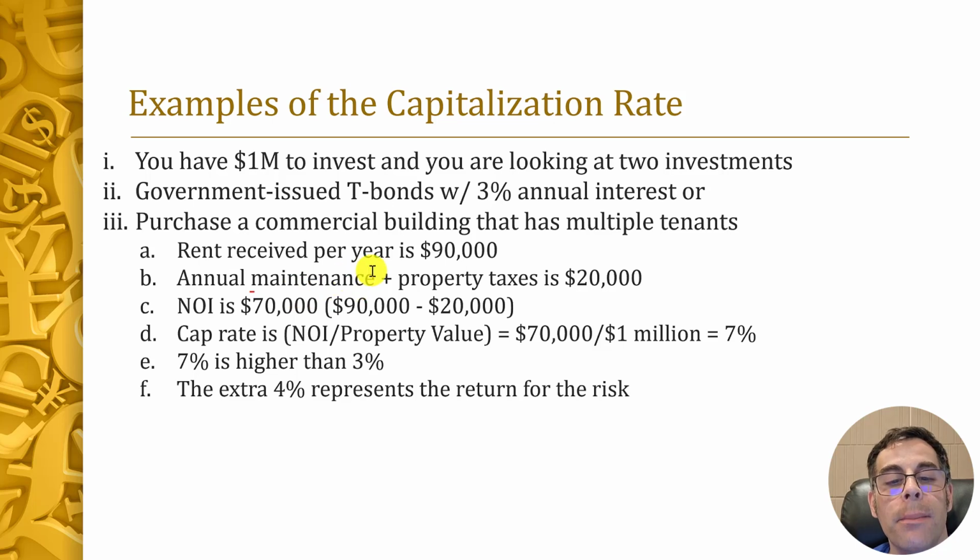And then you ask the owner how much money is taxes, insurance, and maintenance. And he says $20,000. Taxes are $8,000. Maintenance and insurance is about $12,000. So now you know your NOI, net operating income, is $70,000. $90,000 minus $20,000. And if he wants to sell the building for $1 million, the cap rate is $70,000 over $1 million, 7%. 7% is a lot higher than 3%. That extra 4% is the risk you're willing to take by investing in this property. Is it worth it? If you think it's worth it, then you may go the commercial real estate route. If you don't think it's worth it, then you might just go with T-bonds.